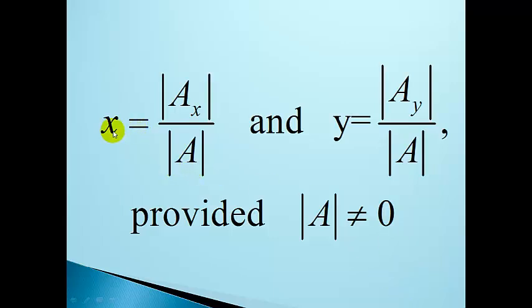Now, after everything, x is equal to the determinant of Aₓ over the determinant of A, and y is equal to the determinant of A_y over the determinant of A, provided the determinant of A is not equal to 0.